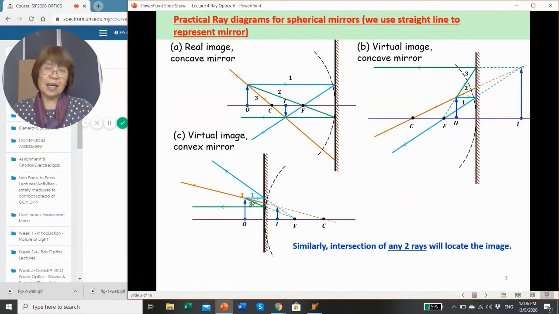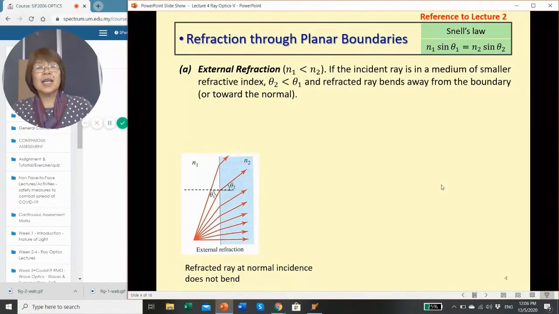Or you can use the other ray. Again, the ray that is coming over here, we align to the focal point and it gets reflected parallel to the optical axis. But in this case, we have to project the reflected ray backwards to locate the image. Okay, this is what we have done actually in lecture 2. So I just go through very fast and briefly.